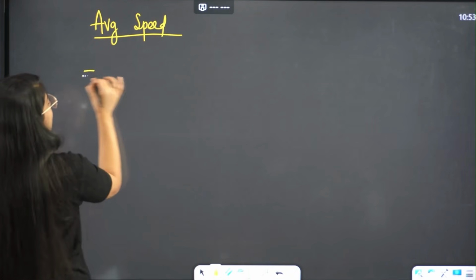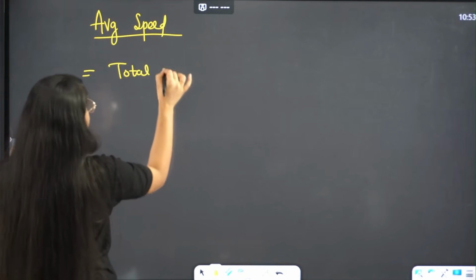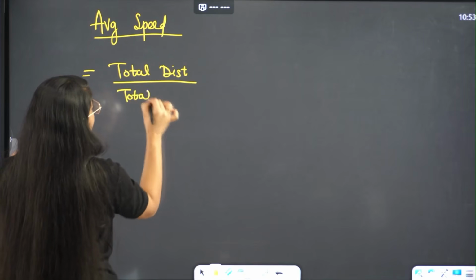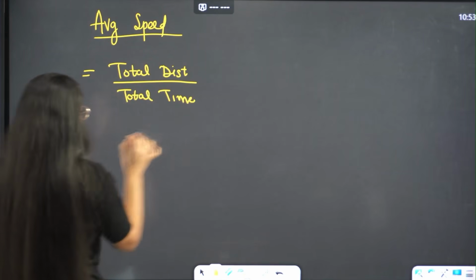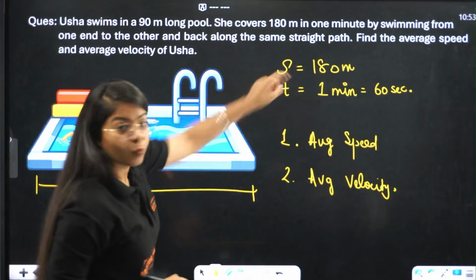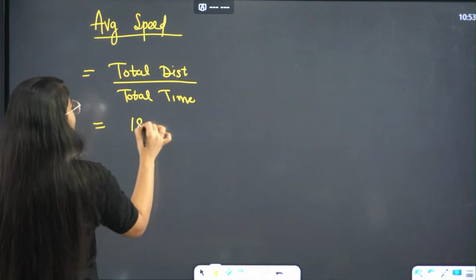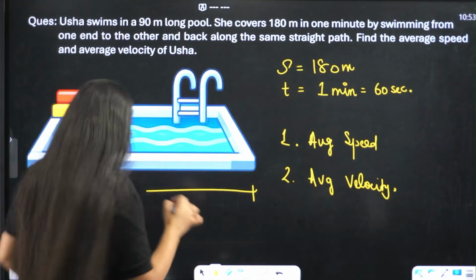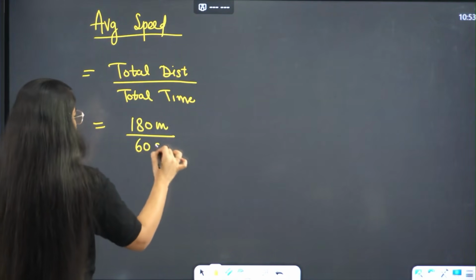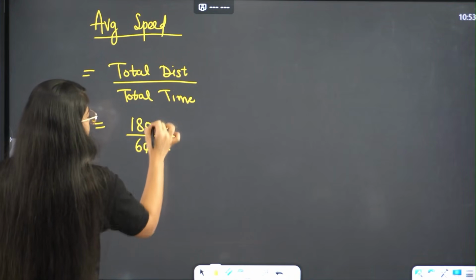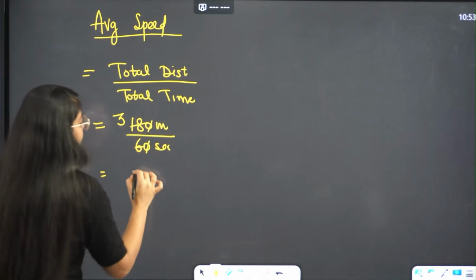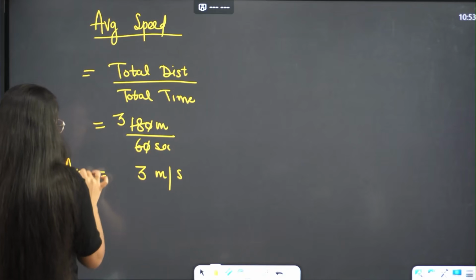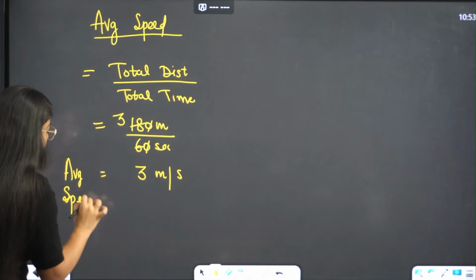Okay. Now average speed was what? Total distance divided by total time. Understood? Now total distance she covered was what? It is given 180 meters. So total distance is 180 meters. Total time is what? Total time is 1 minute or 60 seconds. So with meter we'll use 60 seconds. Correct? So if you just cancel these, 3 will be 18 and 3 meter per second will be your average speed, my friend. Done? Understood?